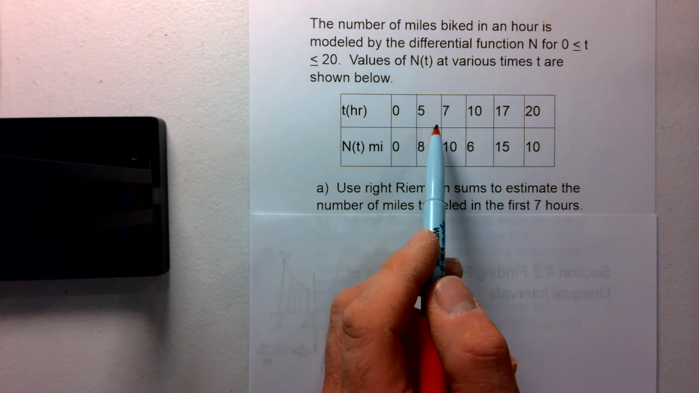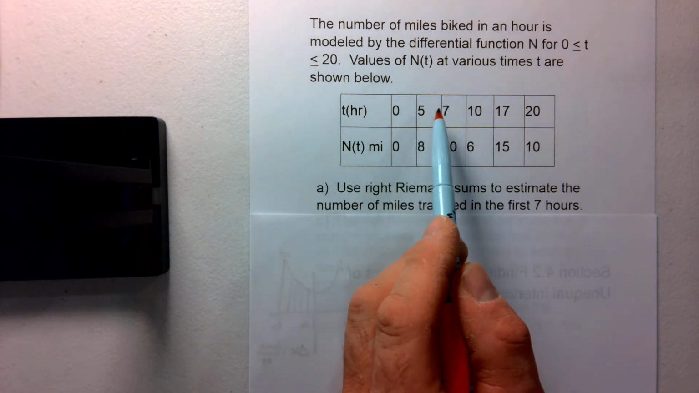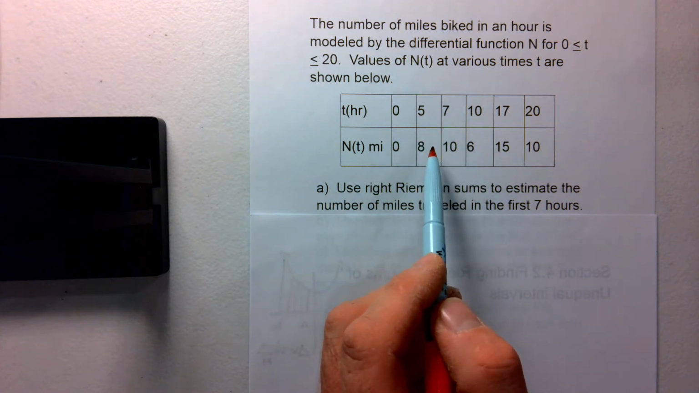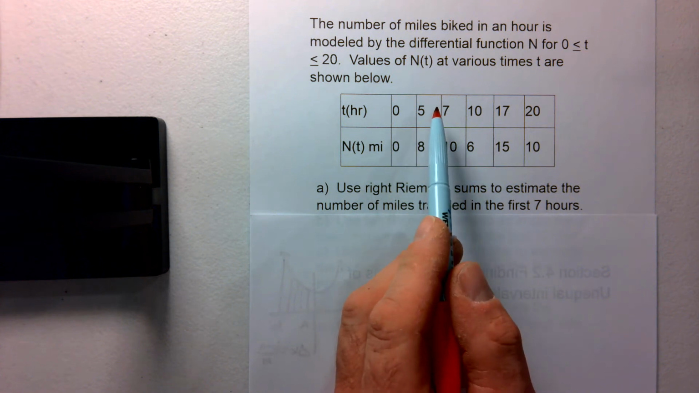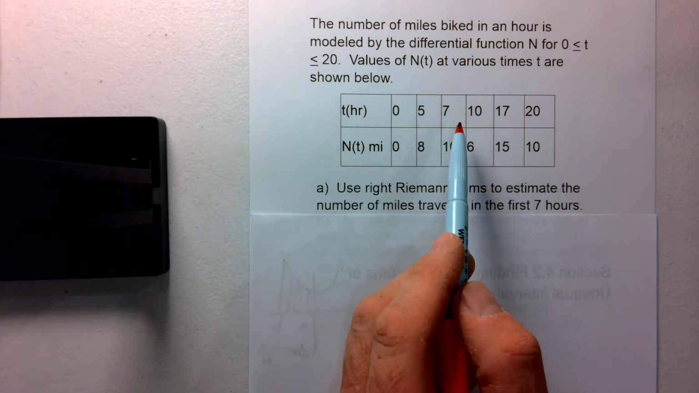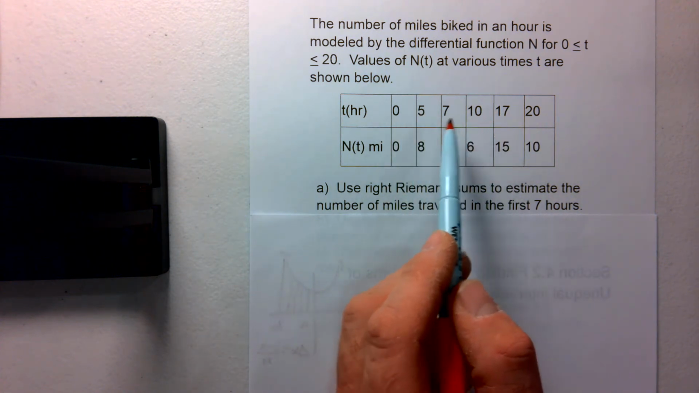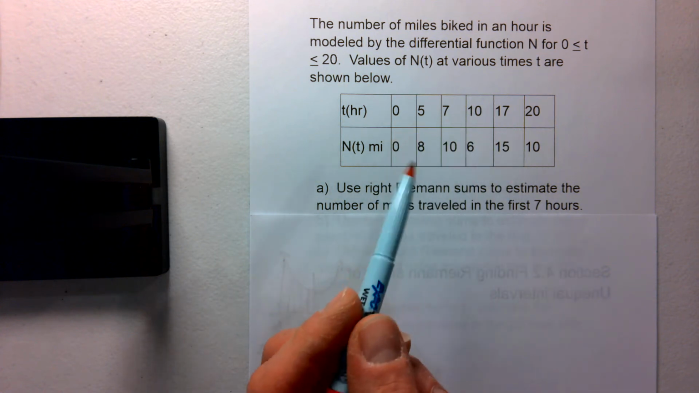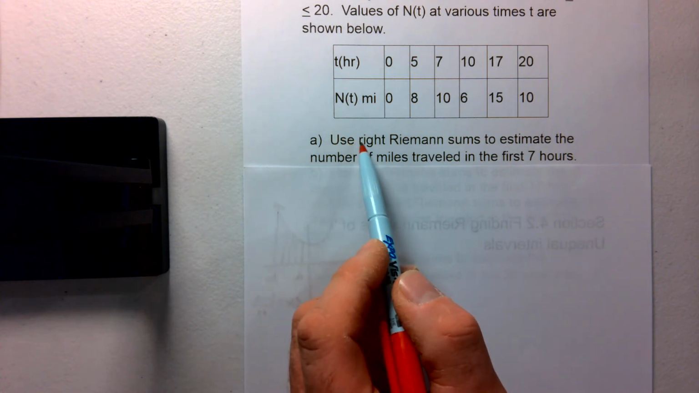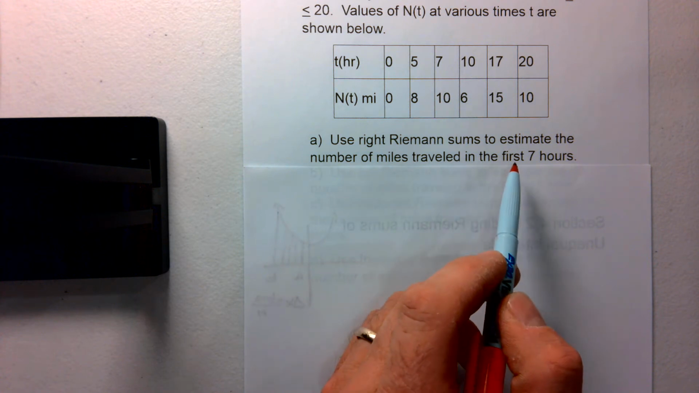Like any other chart, we don't know what's happening between 0 and 5 or 5 and 7. At hour 6 they may go 0 miles, but in hour 8 they may go 100 miles. So we don't necessarily know what's happening with the information that's not given. All we can do is go off of what's given. So the first thing I'm asking you to do here is to use a right Riemann sum to estimate the number of miles traveled in the first 7 hours.